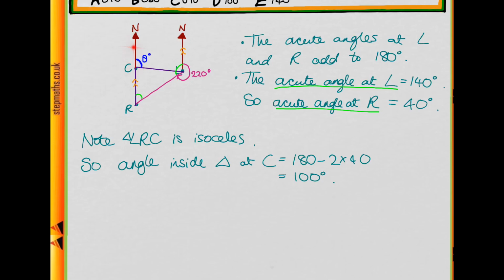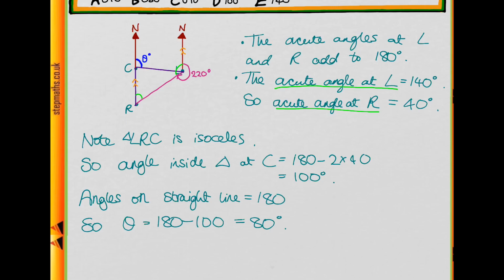Well, we know that this is a straight line, and the angles on a straight line add to 180 degrees. So from this, we know that theta must be 180, the whole line, minus the 100 here, so theta is 80 degrees. And that's how we get our answer of B.